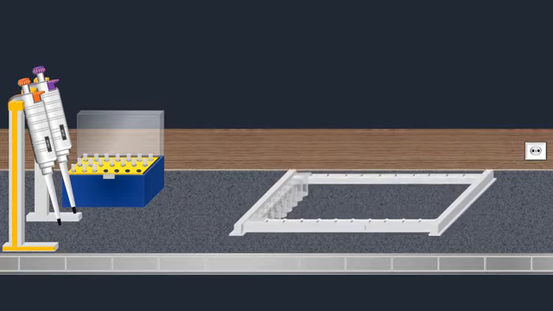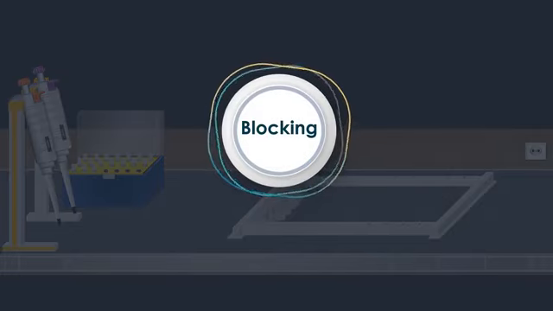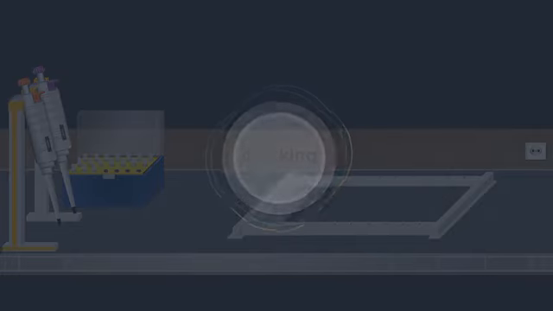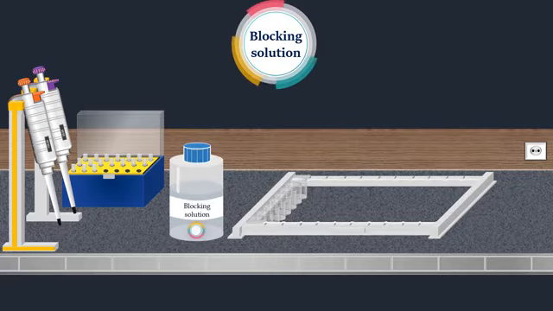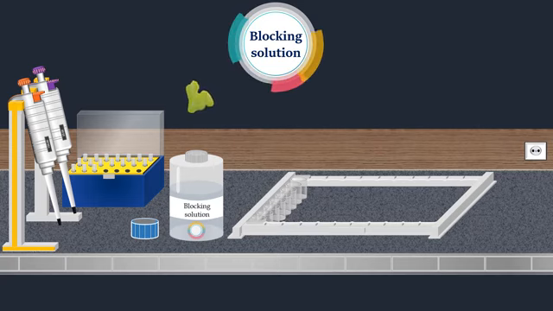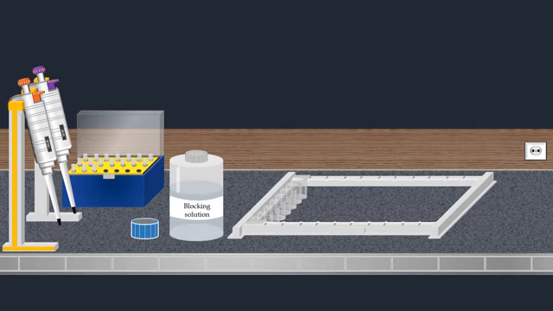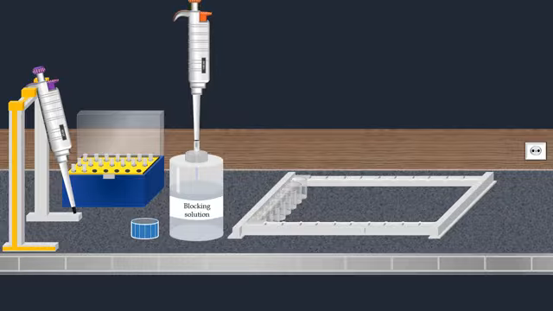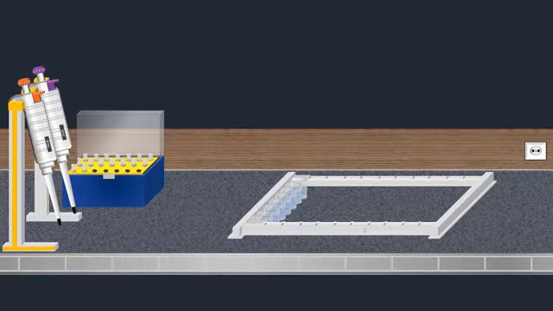The next step is to block any remaining unoccupied sites on the solid phase. During this step, a blocking solution is used, which typically contains proteins such as BSA, serum, non-fat dry milk, or casein. Blocking solution is added to each well, ensuring complete coverage. The well strip is then covered and incubated.